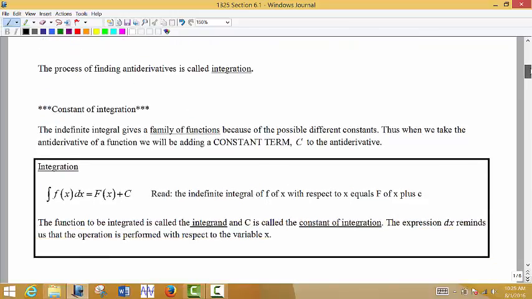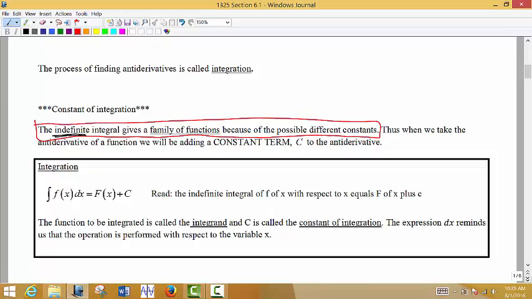So this constant we call the constant of integration. So the indefinite integral, and that's a key word here, is kind of giving us the basic idea that we are not given specific information. The indefinite integral gives us a family of functions because of the possible different constants. So this is kind of the key for this entire section right here.